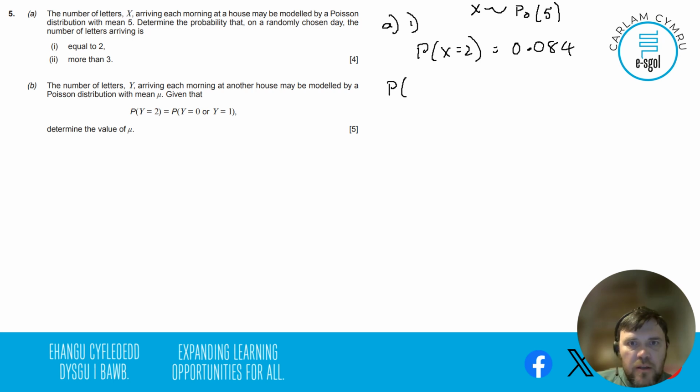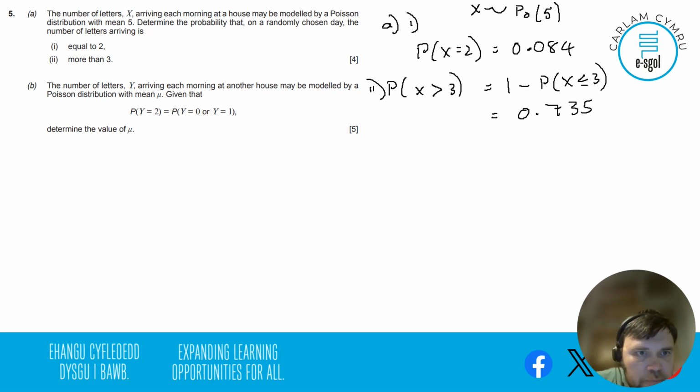And then it was the probability more than 3. So for part 2, X being more than 3 is equal to 1 minus the probability X is less than or equal to 3 from the tables, and then that is equal to 0.735. So part B, it says the number of letters Y arriving each morning in the house is modeled by a Poisson distribution of, we've got mu now. Given that is the case, determine the value of mu.